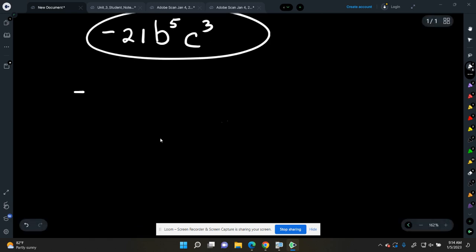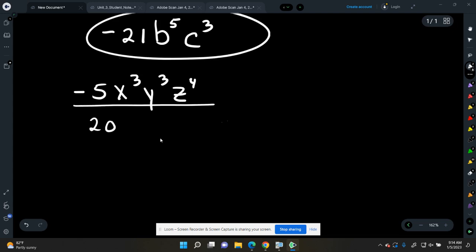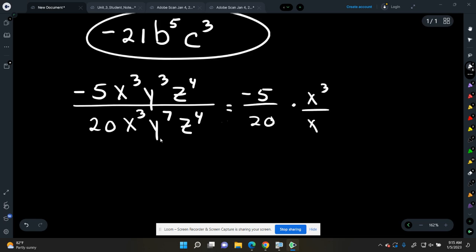Okay, next one. Negative 5 x to the third, y to the third, z to the fourth, over 20 x to the third, y to the seventh, z to the fourth. You guys should be writing these down unless you got them right in your homework. Okay, we're going to separate them by like terms. Negative 5 over 20 times x to the third over x to the third times y to the third over y to the seventh times z to the fourth over z to the fourth.